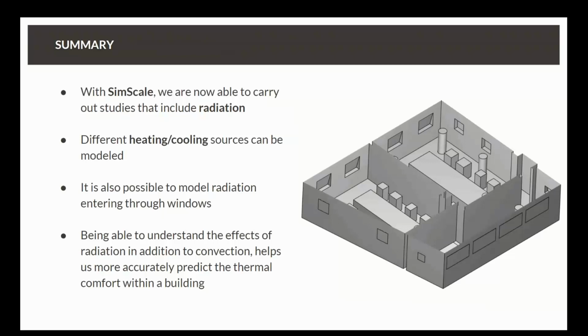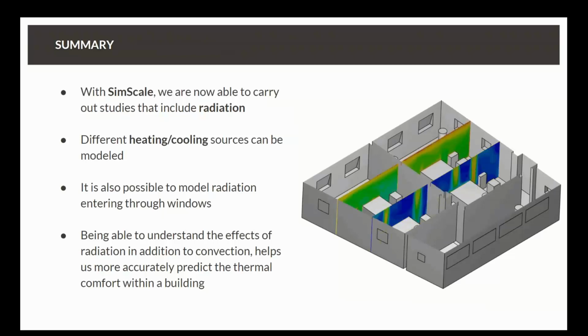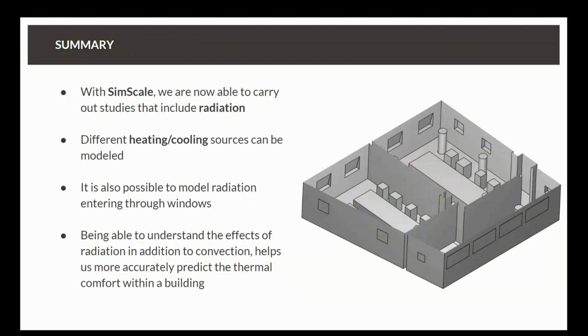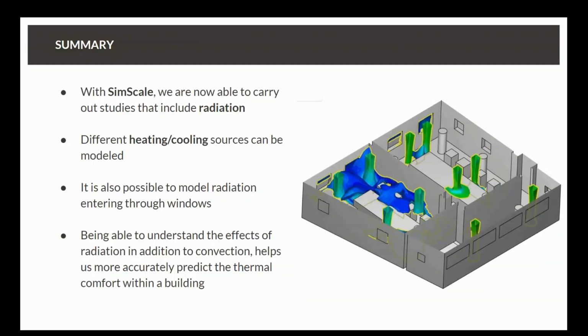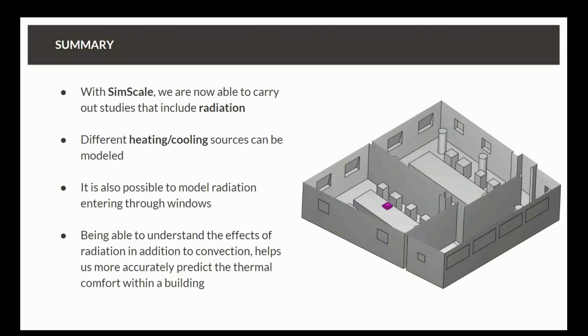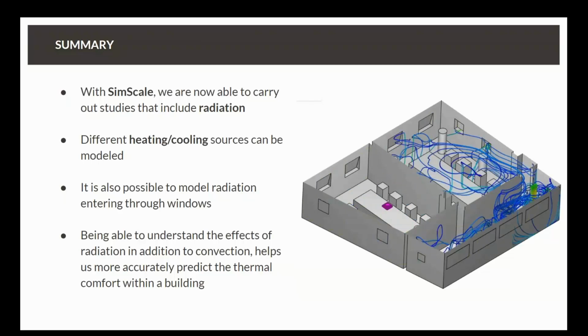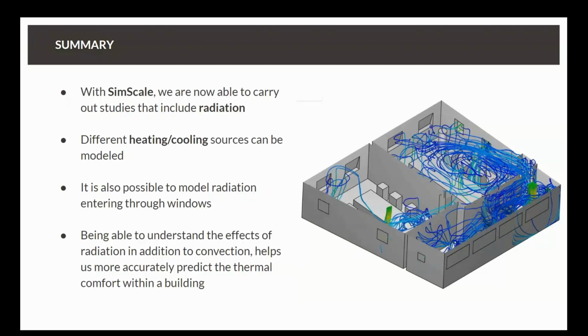Okay, so just to summarize, with SimScale we are now, with the convective heat transfer analysis type, able to run studies that include radiation. You can have different heating and cooling sources, so we've got our heating panels or our windows, for example. And that really helps us to understand what the effect of radiation is. So are people going to be more or less comfortable if we now account for radiation?